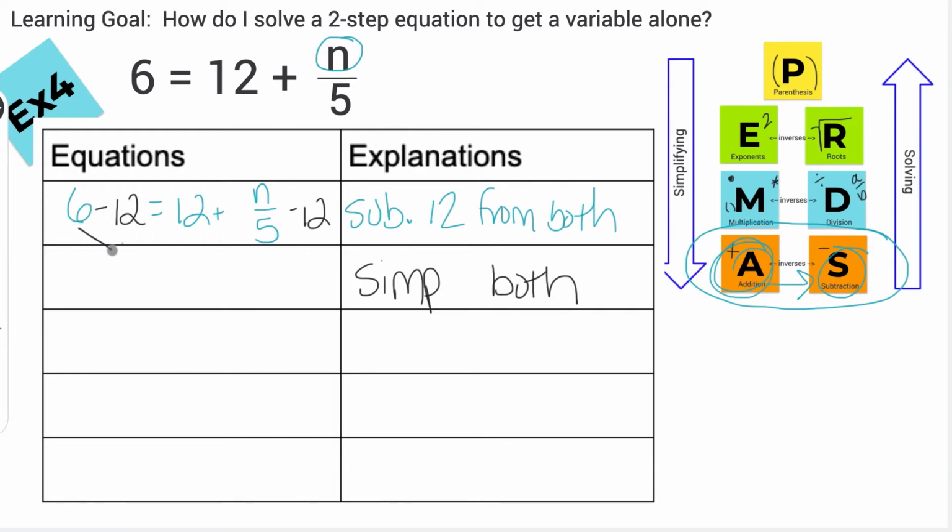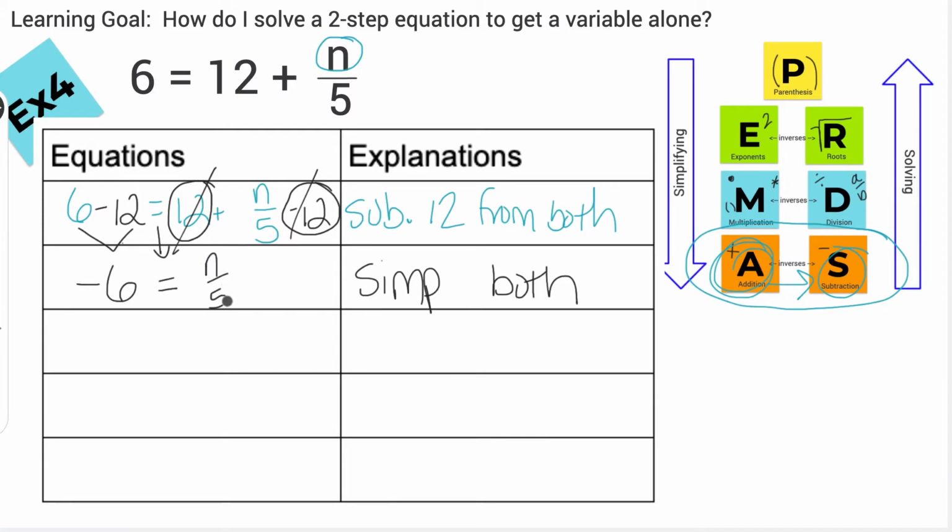So on the left, all I have to do is combine these like terms together. 6 minus 12 is negative 6. Don't be afraid to use the calculator if you need to. Equal sign drops down, and then these like terms, 12 and negative 12, make 0. They cancel. And so this I have to bring down, n divided by 5.